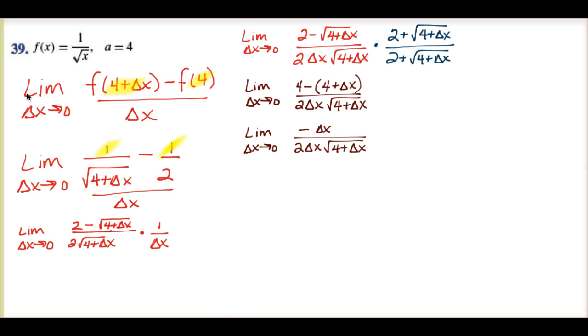Now we'll get those delta x's to cancel. And we'll have a negative 1 on top, and then 2 times the square root of 4 plus delta x. And to evaluate this limit, I can just use direct substitution, and I'll get negative 1 over 4, which is our derivative at 4. Hope this video helped.